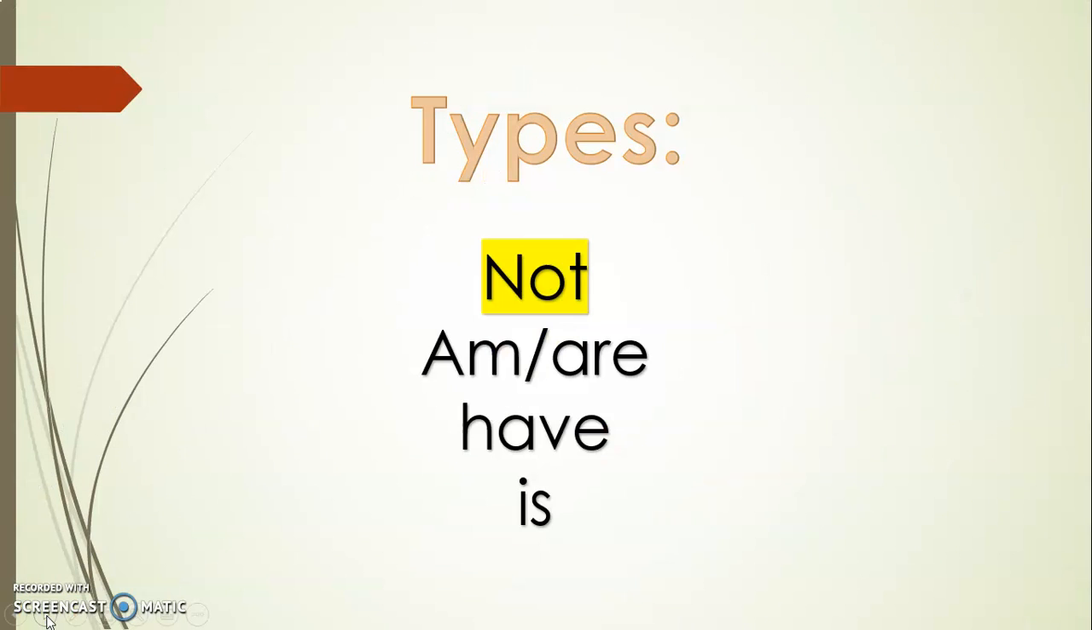Okay, so the types of contractions, or some of them, are not. They might have am or are. They might have the word have as their second word, or is. The contraction we're going to practice today is with the word not.